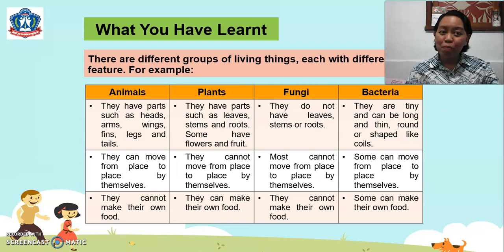Animals can move from place to place by themselves, while plants cannot move from place to place by themselves. Fungi cannot move from place to place by themselves, but some bacteria can. Animals cannot make their own food, while plants can make their own food. Fungi cannot make their own food, but some bacteria can make their own food.